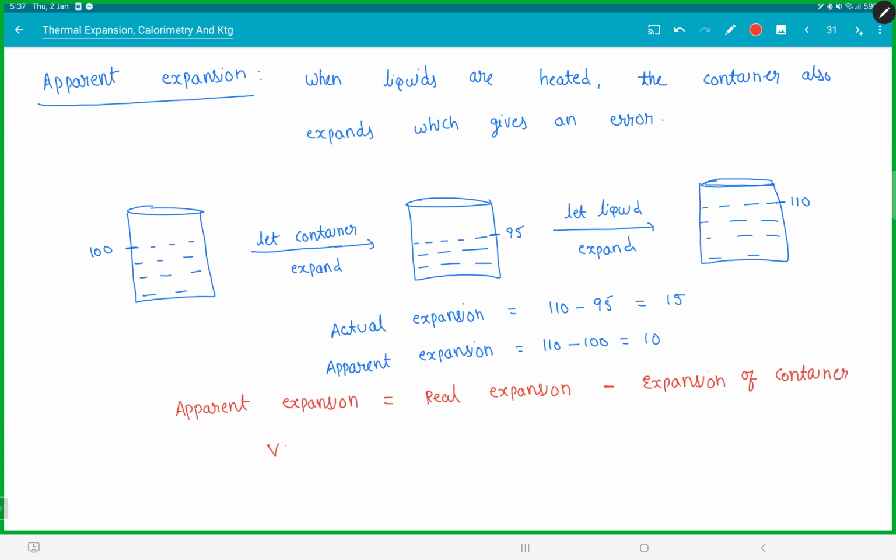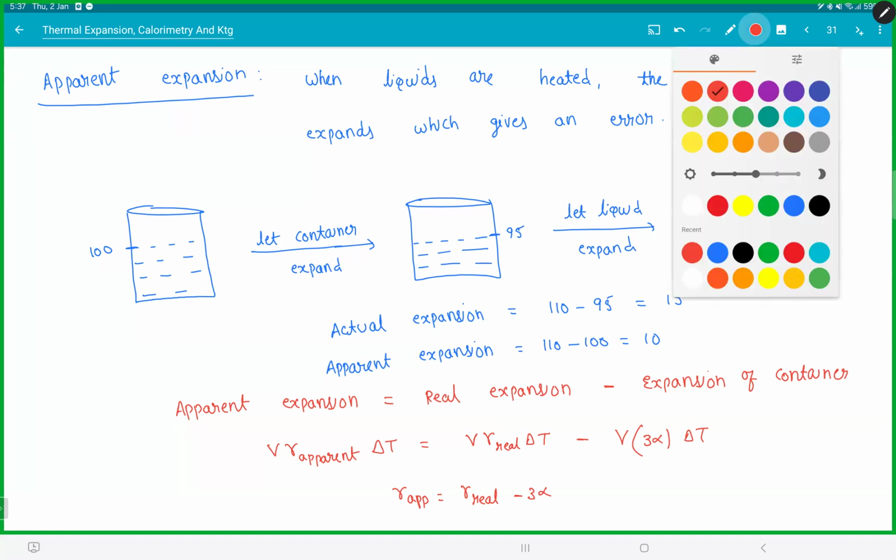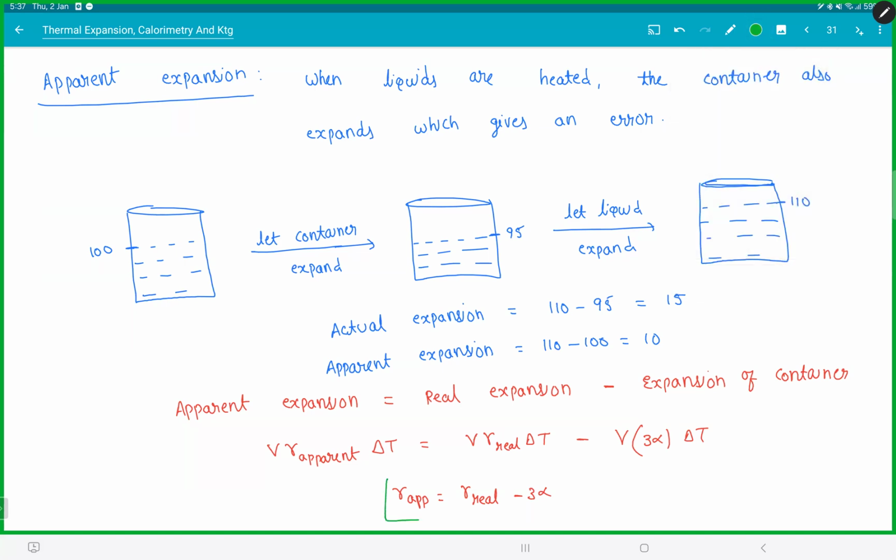So this would be V gamma apparent delta T. So the change in volume with respect to container. This is V gamma real delta T. Hope you remember last time we defined gamma as the coefficient of volume expansion. For solids, gamma is 3 alpha. So from here we get gamma apparent is gamma real minus 3 alpha. There, this is the relation between apparent expansion and real expansion.